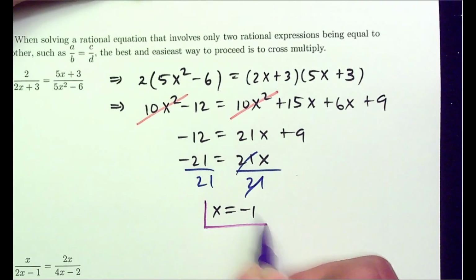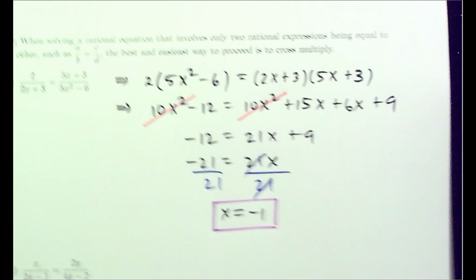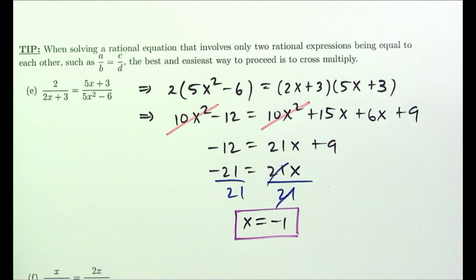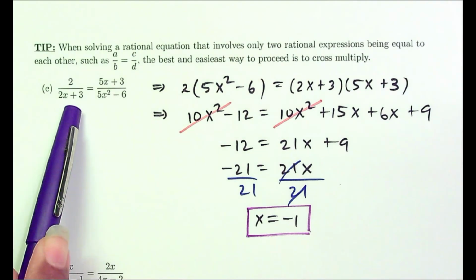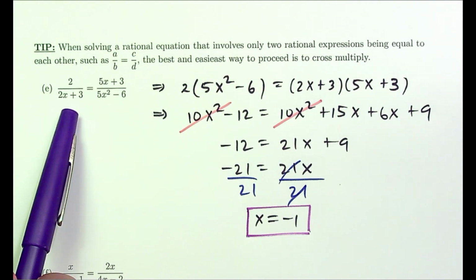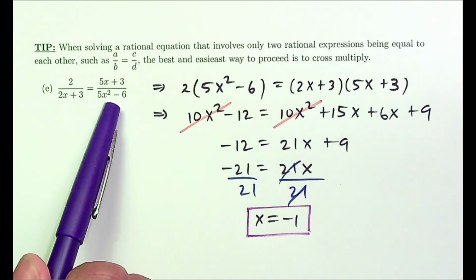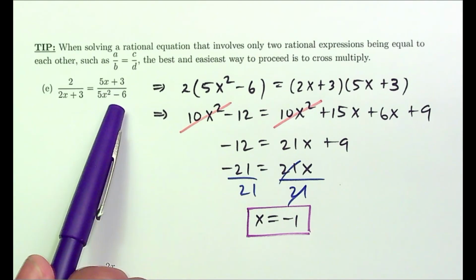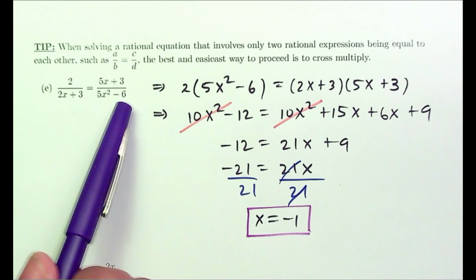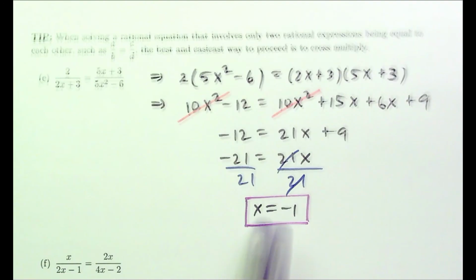Okay, don't forget to check whether this answer is in the domain or not. Alright, if you plug it in the bottom of the first fraction, I'm plugging in negative 1, you will get 2 times negative 1, that's negative 2 plus 3. Negative 2 plus 3 is positive 1, is not 0, so no problem. And in the next one, if you plug in negative 1, you're going to get negative 1 squared is positive 1 times 5 is positive 5 minus 6 is negative 1. So the second one doesn't become a 0 on the denominator either. So no problem whatsoever. That means that is the solution.